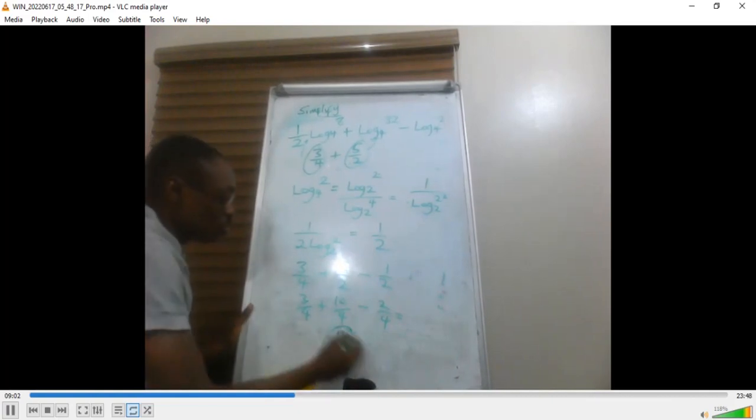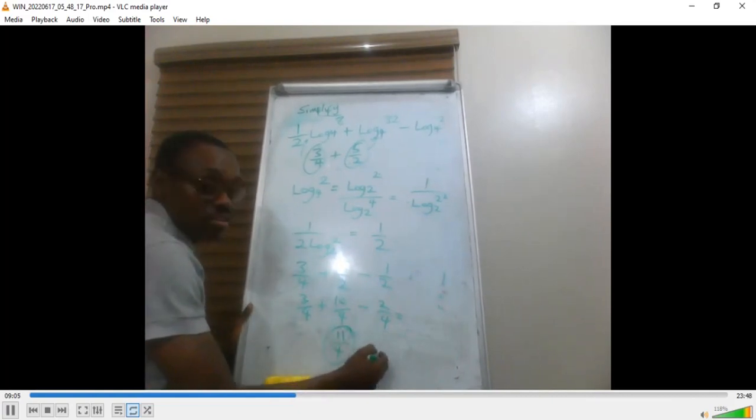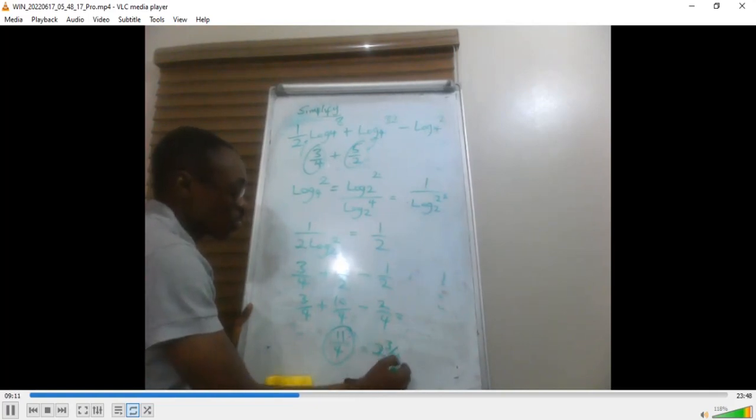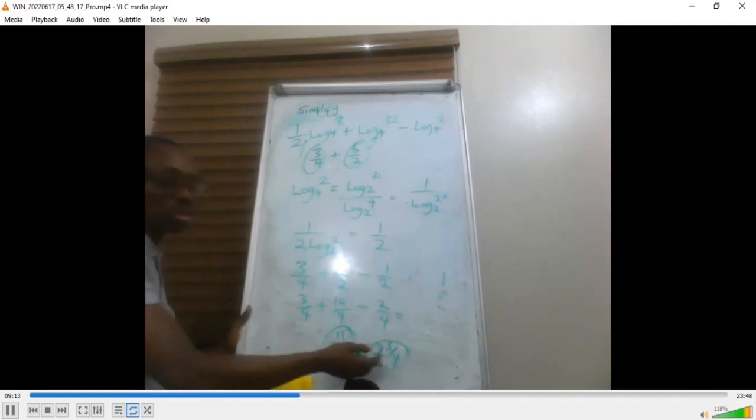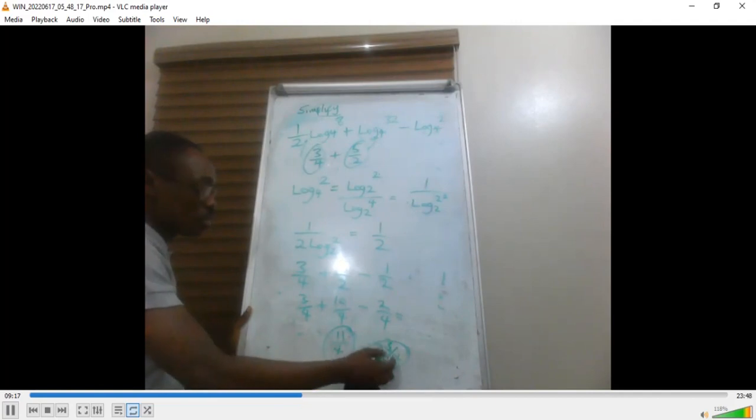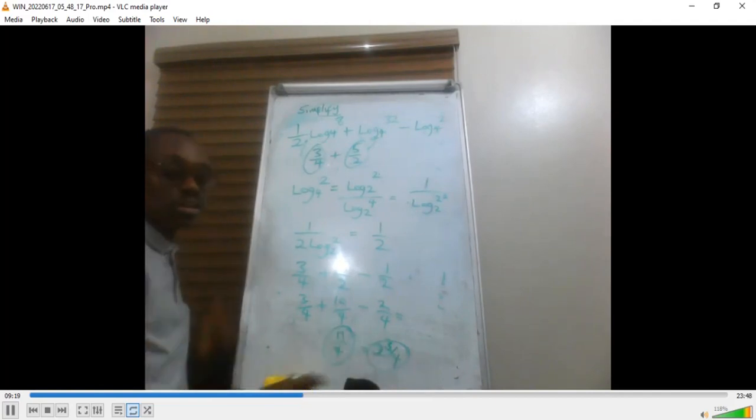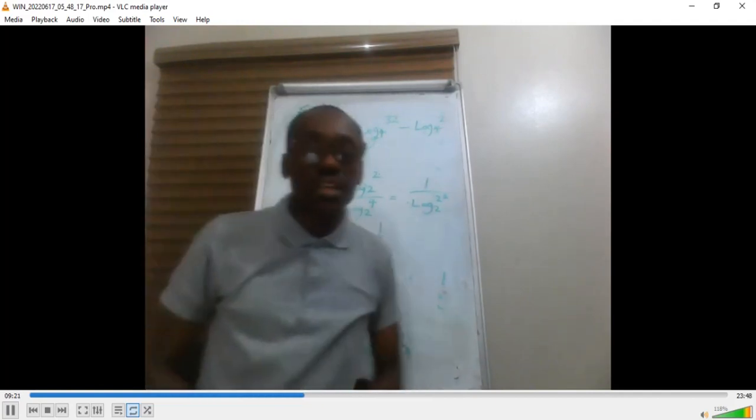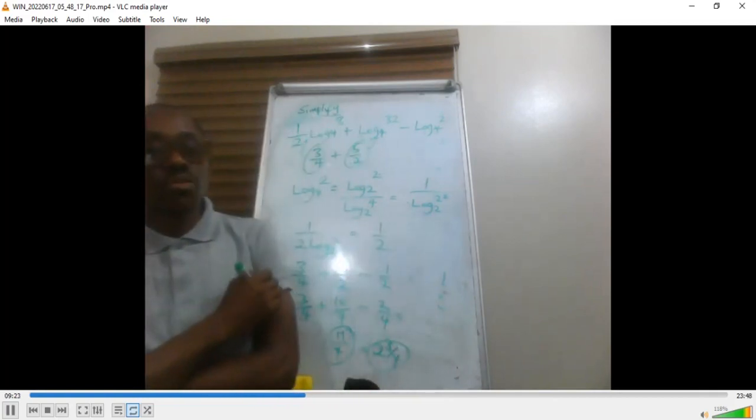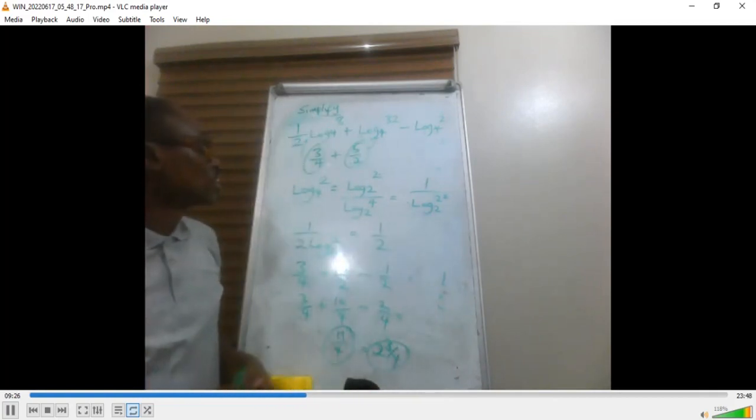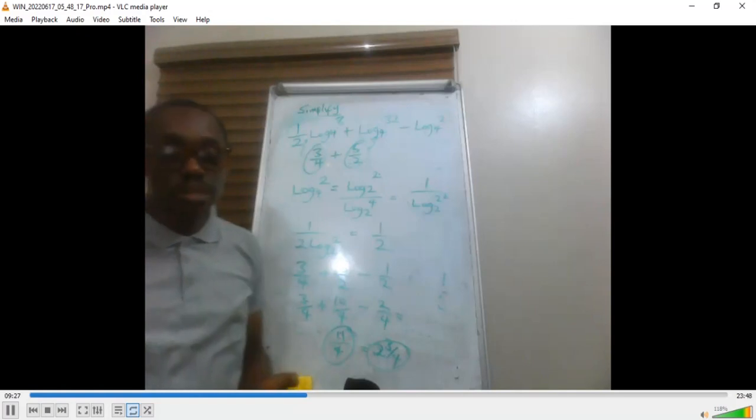Final answer is 11 over 4, which is the same thing as 2 whole number 3 over 4 in mixed fraction as a mixed number. This is 2 whole number 3 over 4 or 11 over 4. That is our final answer here. We took it in bits. Okay, we actually took it in bits.